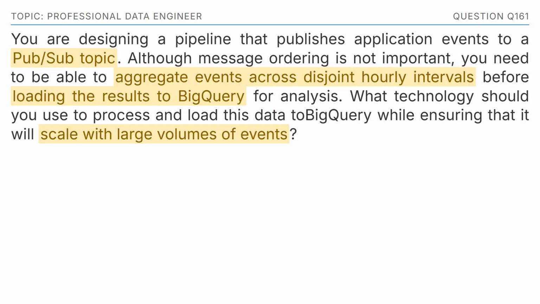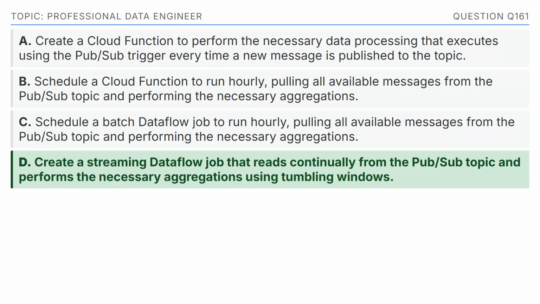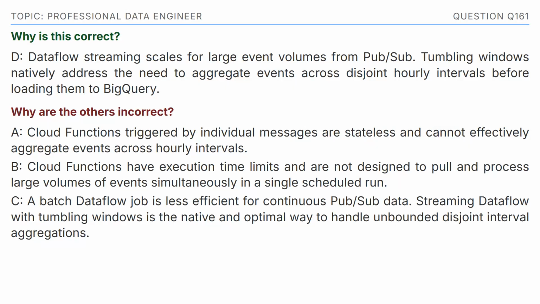To arrive at the correct answer, we focus on the keywords: Pub/Sub topic, aggregate events across disjoint hourly intervals, loading the results to BigQuery, scale with large volumes of events. The correct answer is option D. Create a streaming Dataflow job that reads continually from the Pub/Sub topic and performs the necessary aggregations using tumbling windows. Why is this correct? D. Dataflow streaming scales for large event volumes from Pub/Sub. Tumbling windows natively address the need to aggregate events across disjoint hourly intervals before loading them to BigQuery.